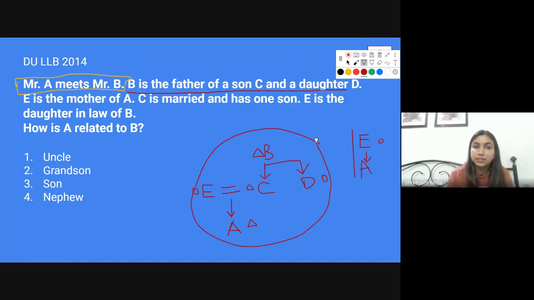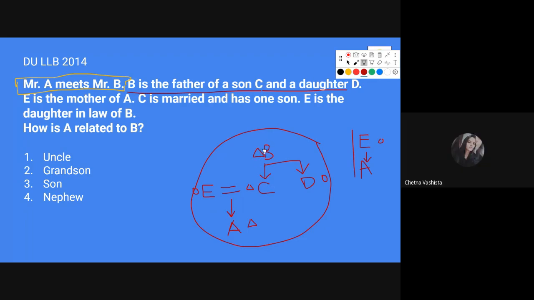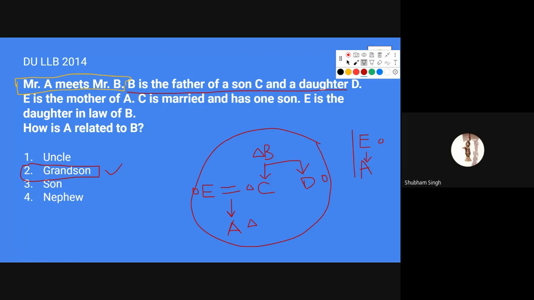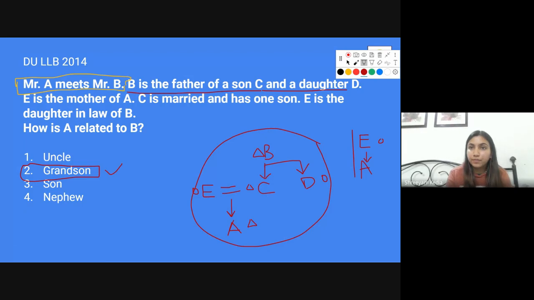Now, based on this, how is A related to B? Grandson. Yes, grandson, because B's son C has a son A. So A's father's father means A is the grandson, right? Clear? Is this clear, guys? Yes, ma'am. Fine, right? Okay. So I think we can stop here then.